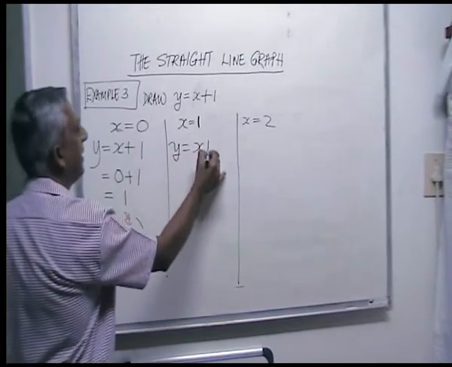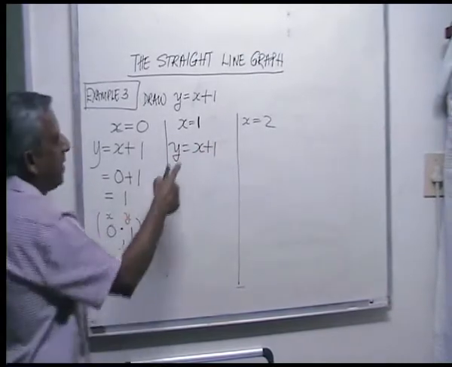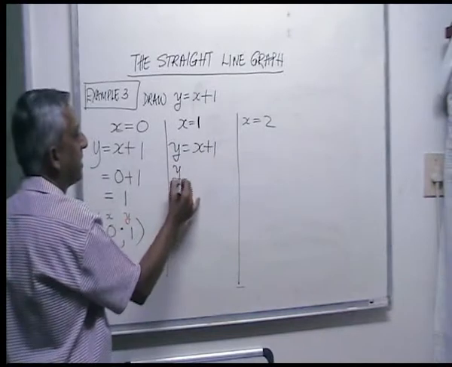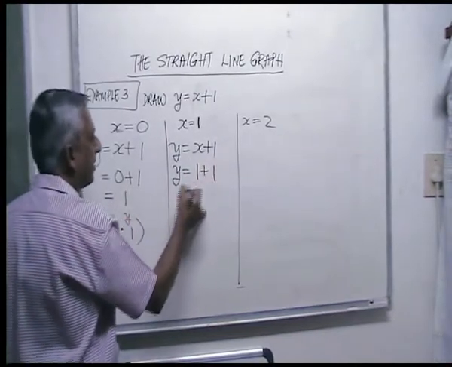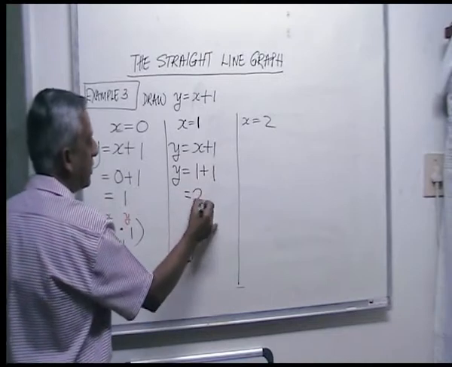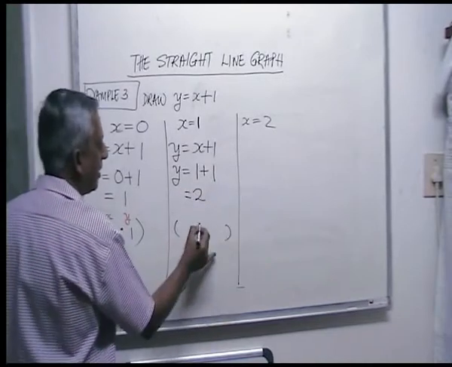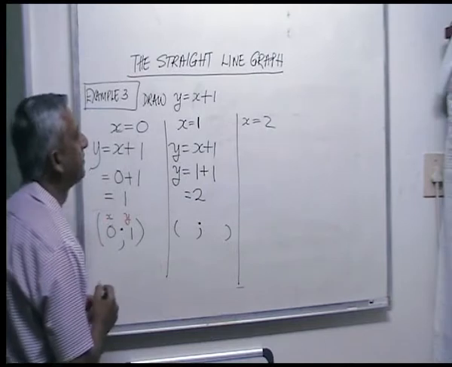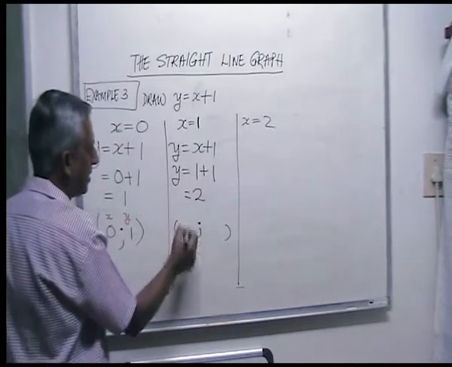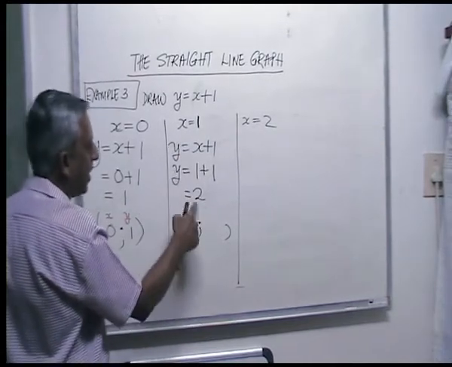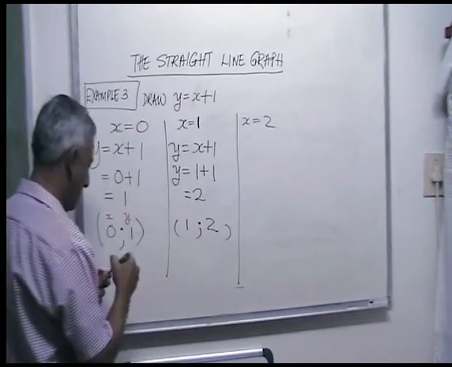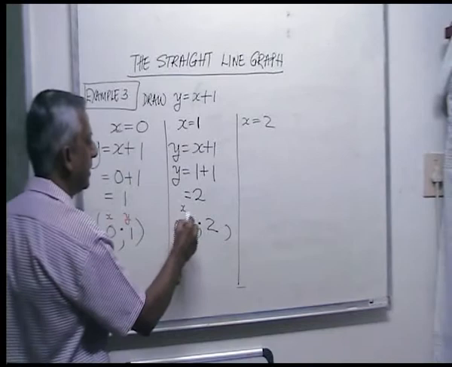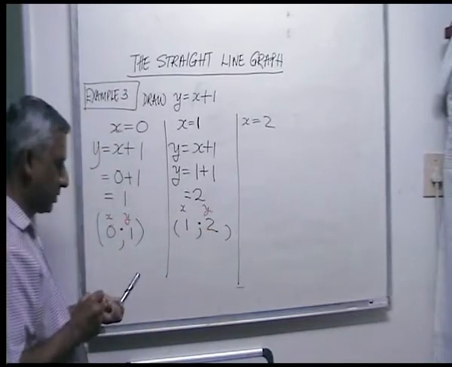Let's do the next example. y is equal to x plus 1. This time x is 1. So where there is x, you must write 1 plus that 1 there. 1 plus 1, 2. So your ordered pair will be x is 1 and y is 2. So your ordered pair is x, y, 1, 2.